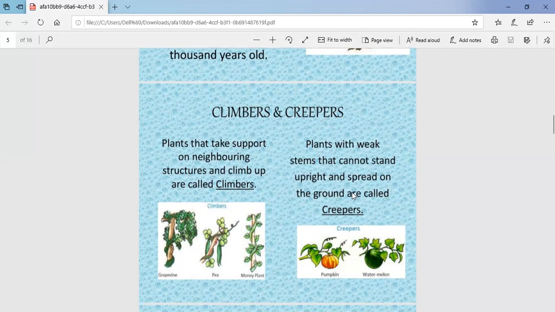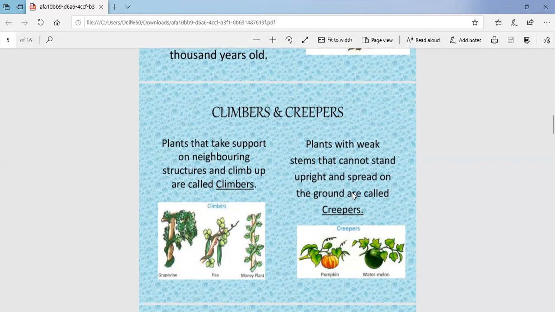Next part comes that are creepers. Creepers are the plants with weak stem and they cannot stand upright and spread on the ground. These are known as creepers. Means they have a very thin stem and they cannot stand straight. If they can't stand straight, they spread on the ground. Examples of creepers are pumpkin and watermelon.